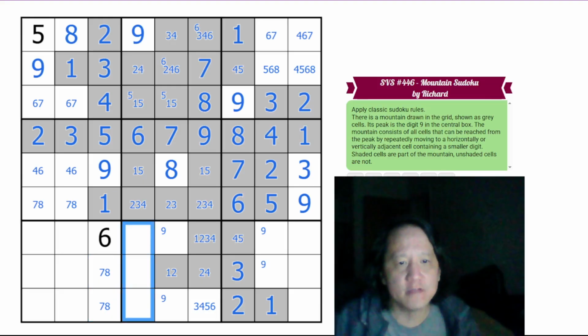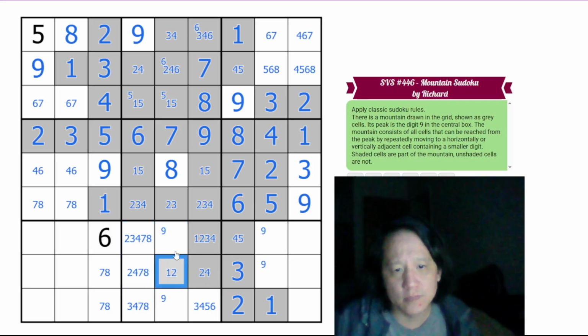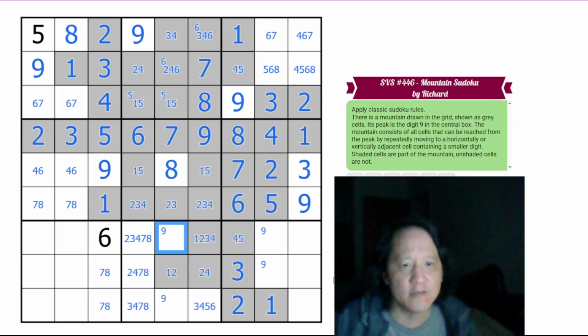Remaining digits in column 4. We have 2, 3, 4. No 1, 5. No 6, 7, 8. Okay, so this can't be 3. No 2 here. Remaining digits in column 5 are 1 through 6 with 9.